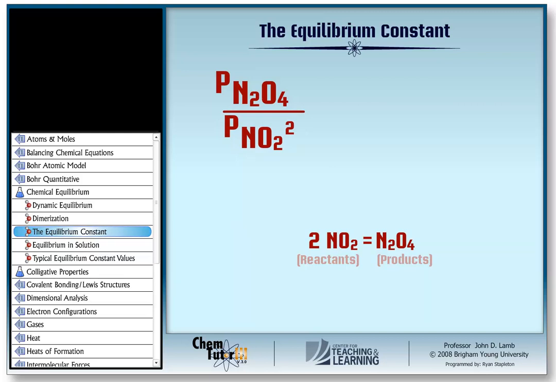Now we can do this with any reaction involving gases, and it works. So we give this ratio a name, the equilibrium constant for the reaction. Every reaction has its own unique equilibrium constant.